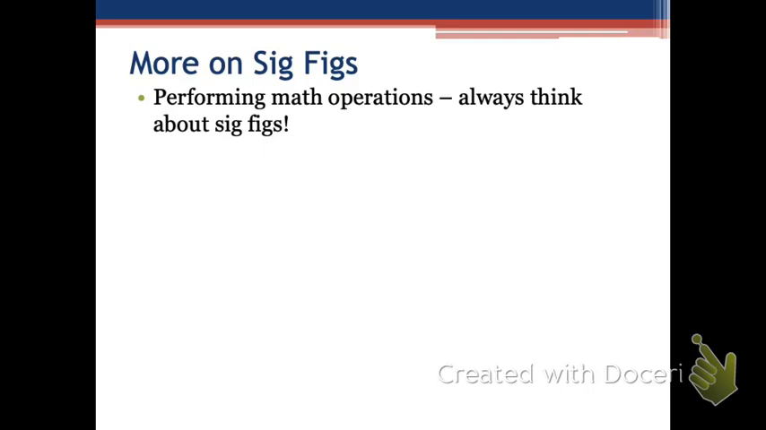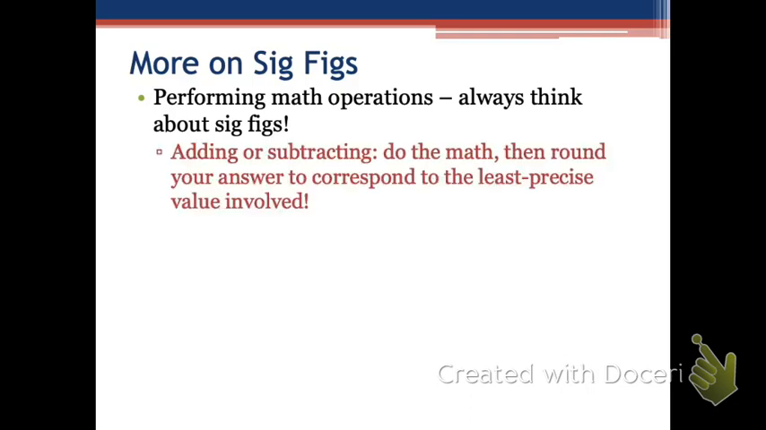So here we go. I'm going to give you 2 rules, then we're going to do some examples. When I add or subtract, I do the math and then I round my answer to the least precise value involved, and I'm going to make a little bit of a stipulation with that, or a clarification. Least precise value involved based on decimal places.